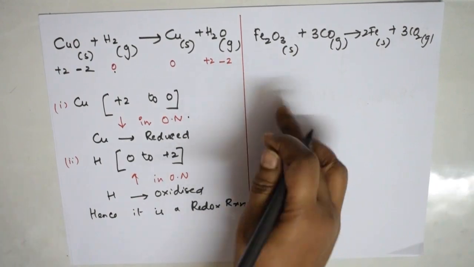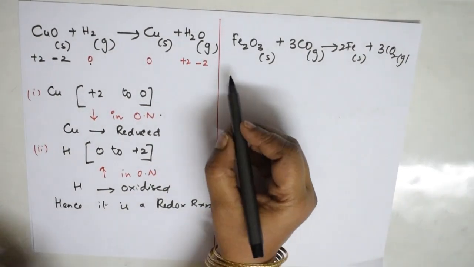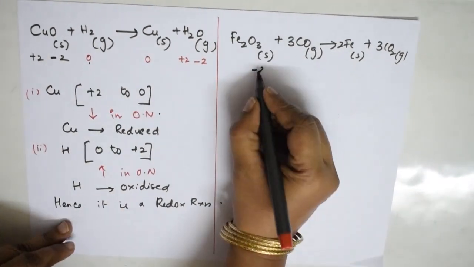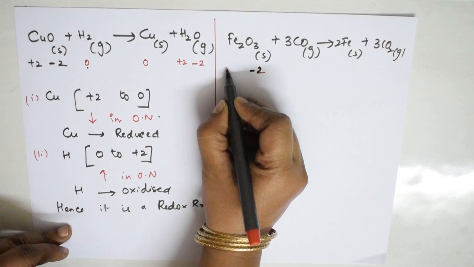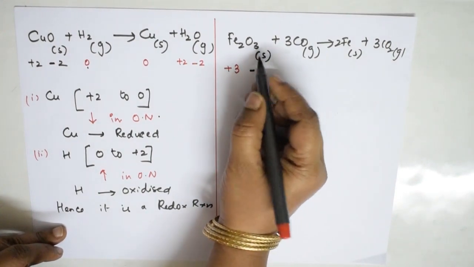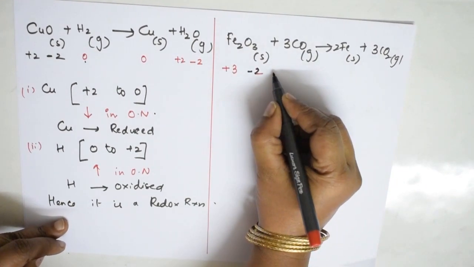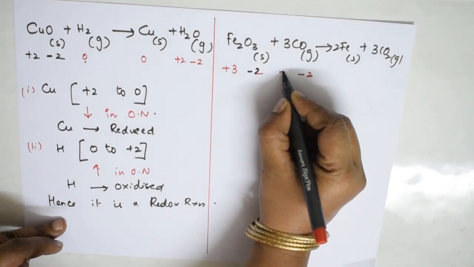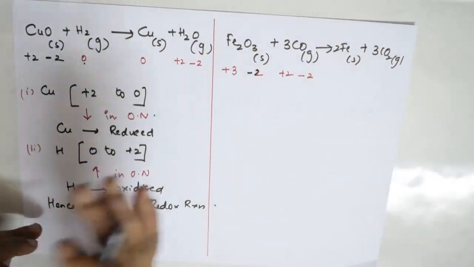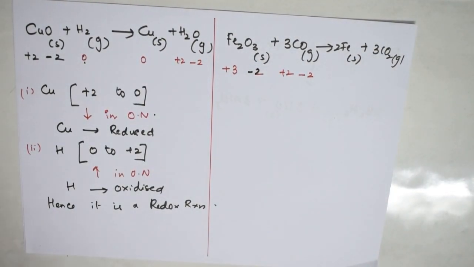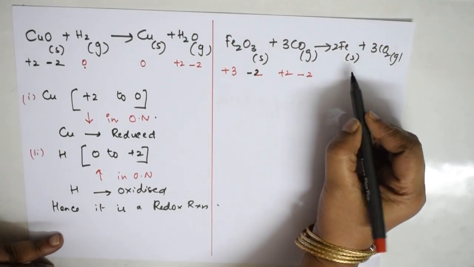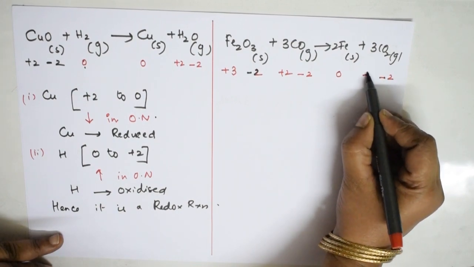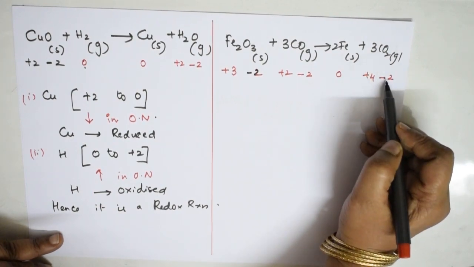Now let us see this example. Here in this case, write the oxidation numbers. Oxygen oxidation number is -2, iron oxidation number is +3, so 3 2s are 6, 3 2s are 6. Done. Next, oxygen oxidation number is -2, carbon is +2. Please watch the earlier video to see how to calculate. Now this is iron in elemental state, it is 0. Oxygen oxidation number is -2, so carbon is +4 because 2 2s are 4, +4 -4.